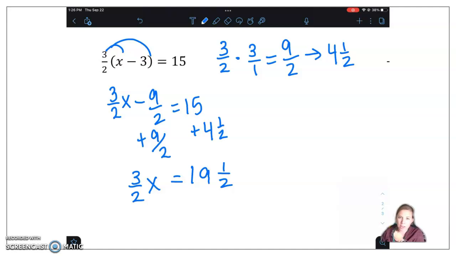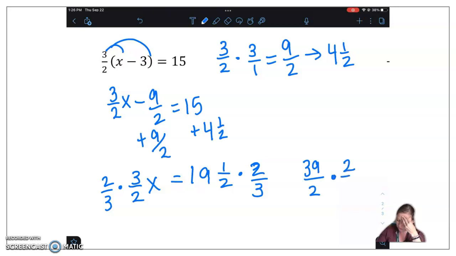And from there, we can still multiply by the reciprocal. I'm going to change it back to an improper fraction here in a second. All right, times 2/3. So if you're multiplying these together, what you can do is change 19.5 back to an improper fraction. So 19 times 2, you do the whole number times the denominator. That would be 38 plus the numerator, which is 1. So 39/2 times 2/3.